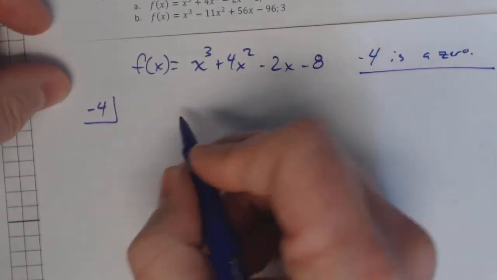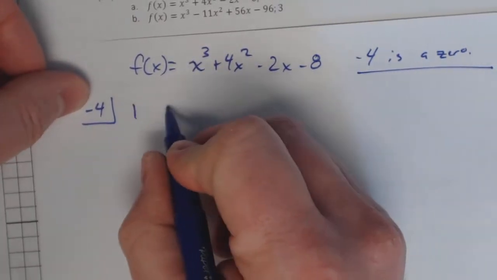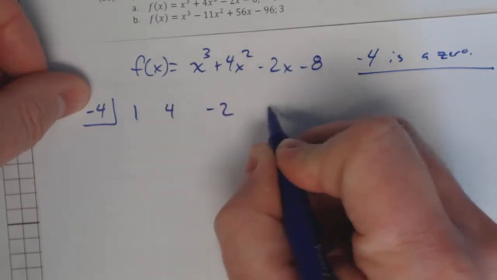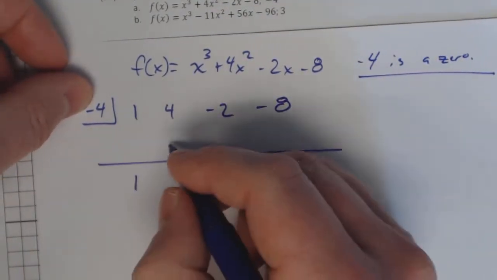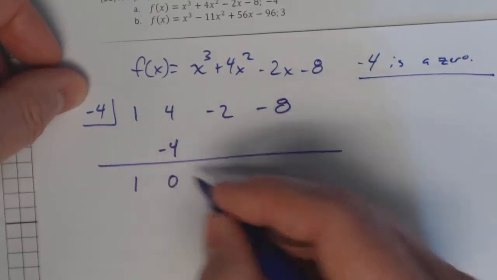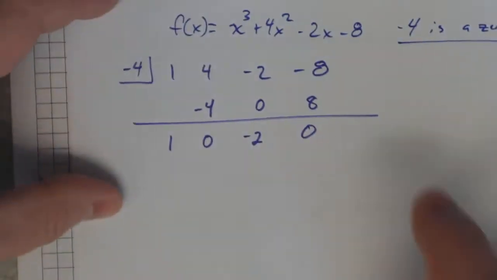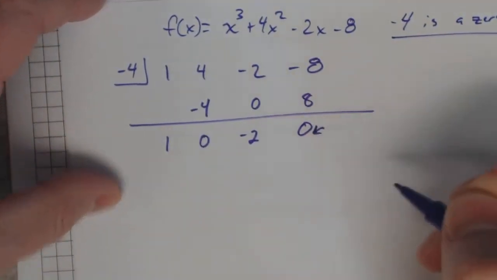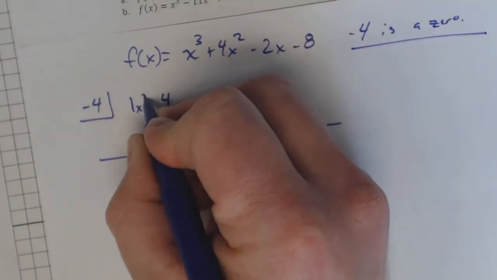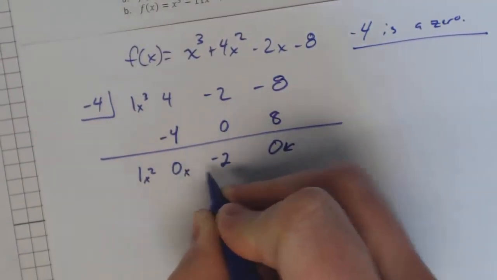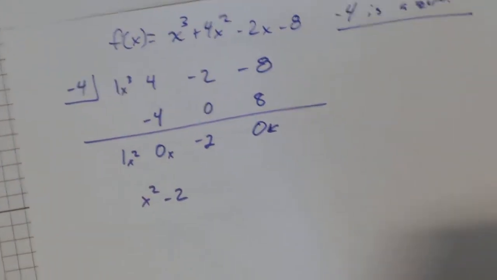I'll use my synthetic division. Since it is a 0, it will divide through this. 1, 4, negative 2, negative 8. Bring down this one, multiply, add, multiply, add, multiply, add. That's what you should get. If you don't get a 0, you did it wrong. So now it started off x cubed, so this is x squared, and this is an x, and then that's just your variable. So x squared minus 2 is the last part.